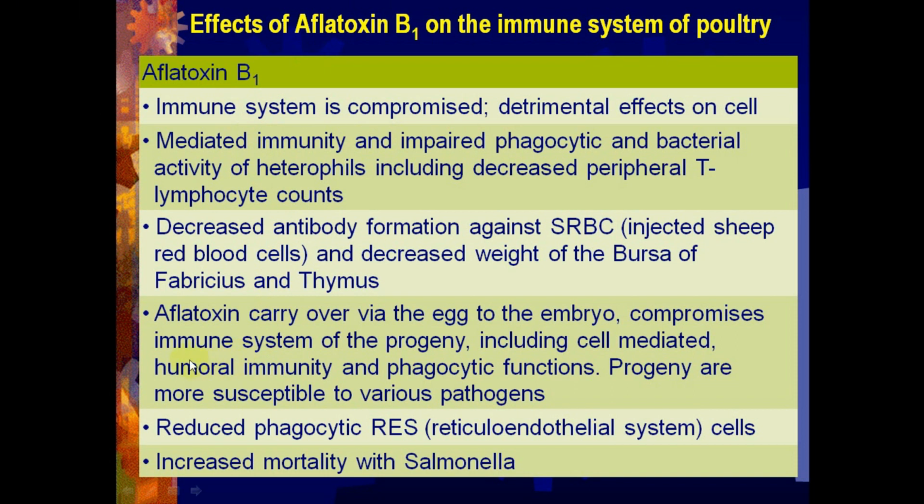immunosuppression. Okay, and aflatoxicosis can also cause failure of egg hatching, and even if the chicken can hatch, the progeny or the small chicks will also have immunosuppression. Okay, and then it makes the chicken more susceptible to other infectious agents. For example, there will be increased mortality due to Salmonella infections, and not only Salmonella but also other pathogens. So the affected chicken will be more susceptible to many diseases.